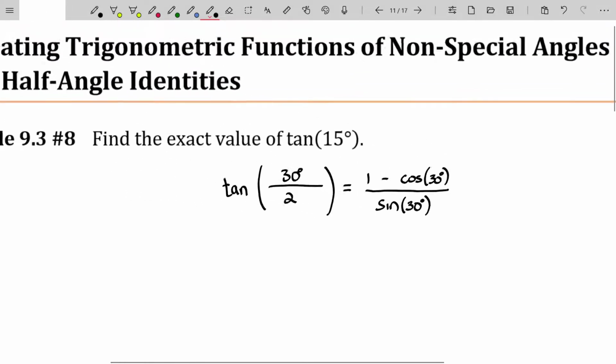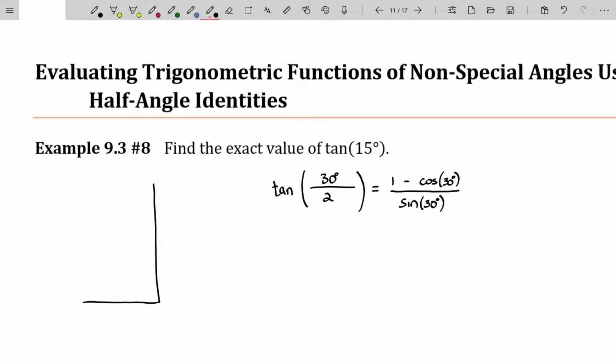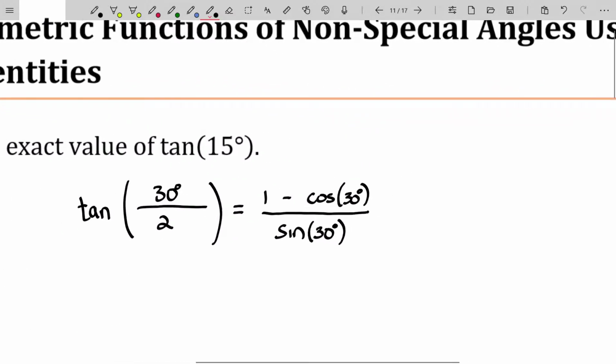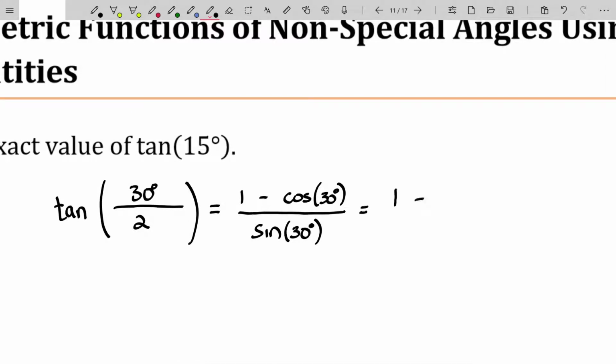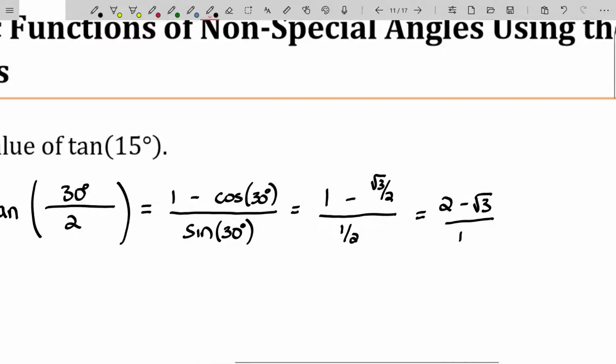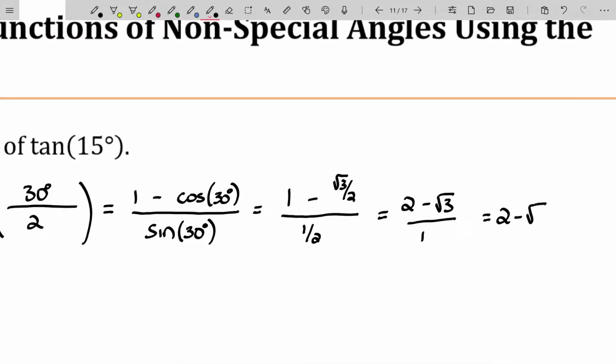So let's go ahead and draw out our one special triangle that we need for this, the 30, 60, 90, with sides 1, 2, root 3. We can see the cosine of 30 degrees is root 3 over 2, and the sine of 30 degrees is a half. So let's do this. This is going to equal 1 minus the square root of 3 over 2, divided by 1/2. Now I will just multiply both numerator and denominator by 2. When you do that, you'll get 2 minus root 3 over 1, or in other words, just 2 minus root 3.